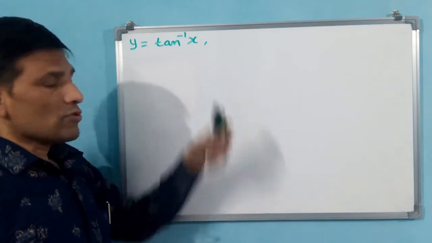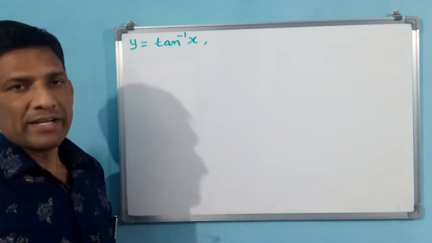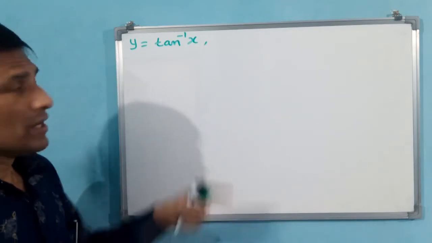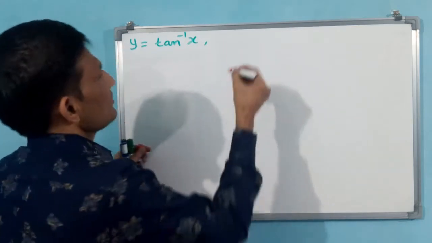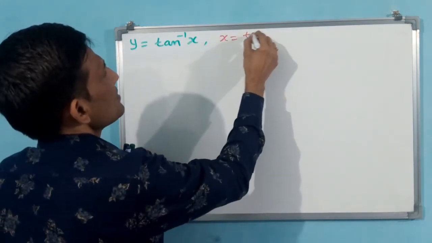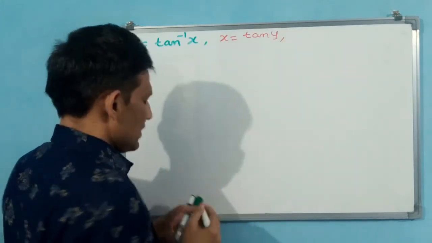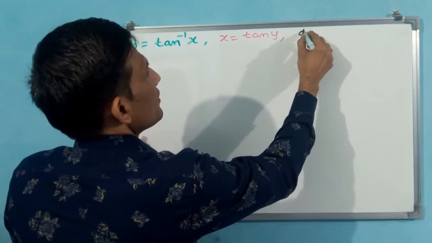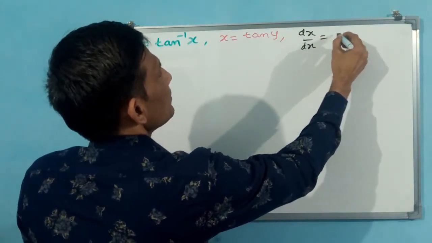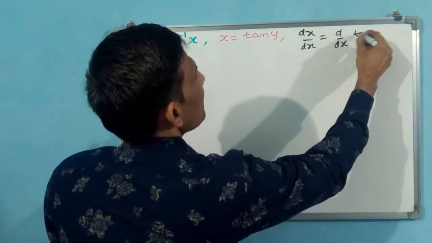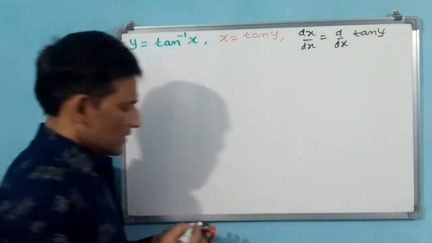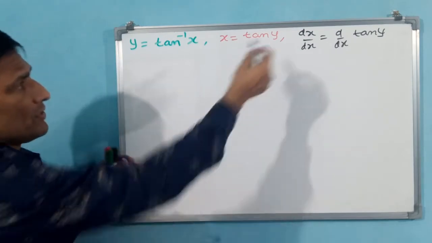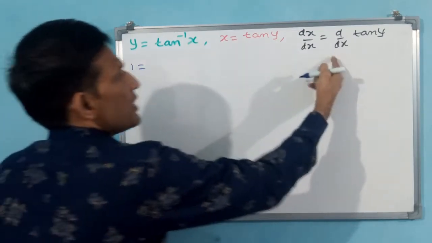See, y is equal to tan inverse x. We want to find the derivative of tan inverse x. Same as earlier, x is equal to tan y, you write down. Now you proceed with the derivative of both sides. dx by dx is equal to d by dx of tan y. Then this is 1. 1 is equal to d by dx of tan y.